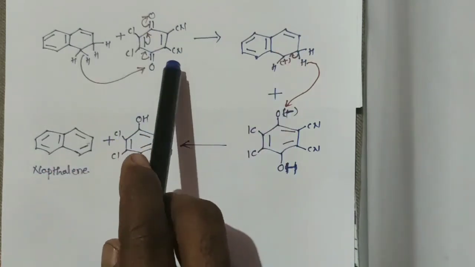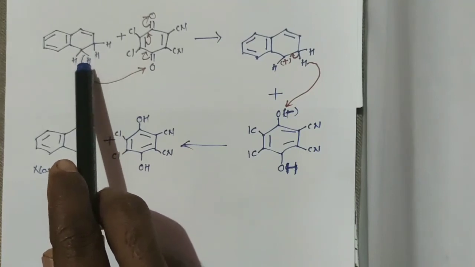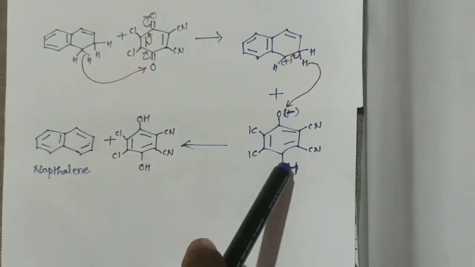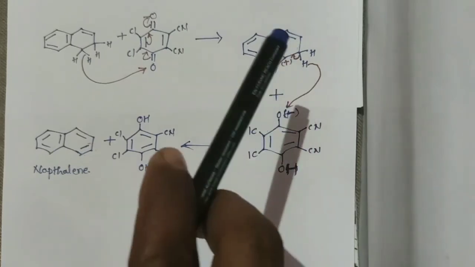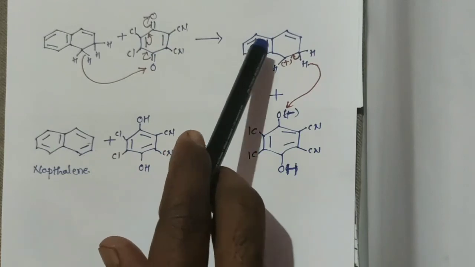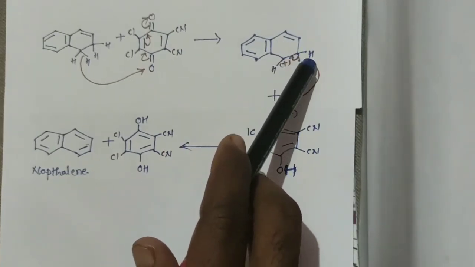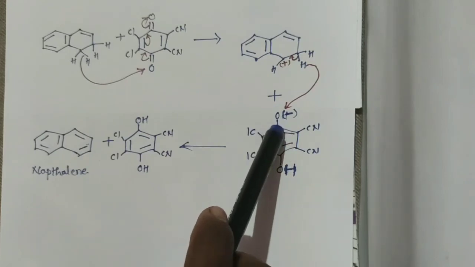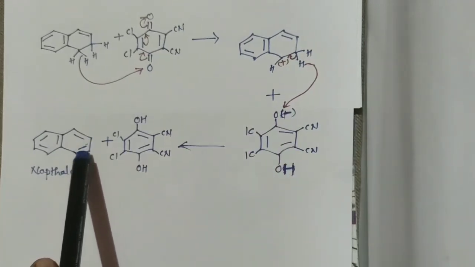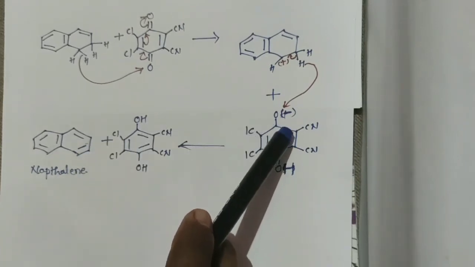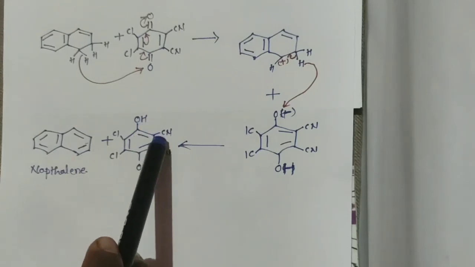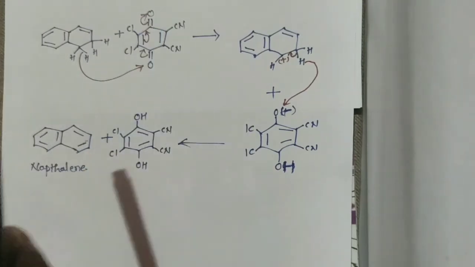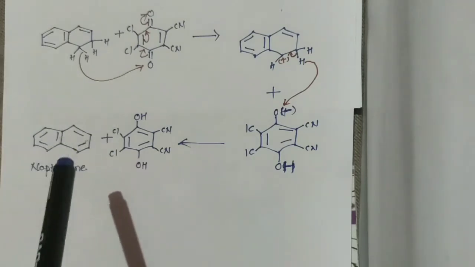So that means initially DDQ abstracts the hydride ion, and after the elimination of that hydride ion, this carbon atom becomes a C plus. Then the DDQ converts into a phenolate ion. This phenolate ion next abstracts the proton from the carbon atom neighboring the carbocation, which loses its hydrogen as an H plus by the effect of this phenolate ion. So that results in the formation of a double bond between these two carbon atoms. Then this molecule converts into a hydroquinone, that is, cyano chloro substituted hydroquinone, and the naphthalene molecule. So this is the total process of aromatization of tetralin into naphthalene.